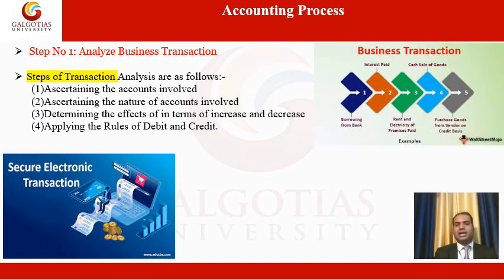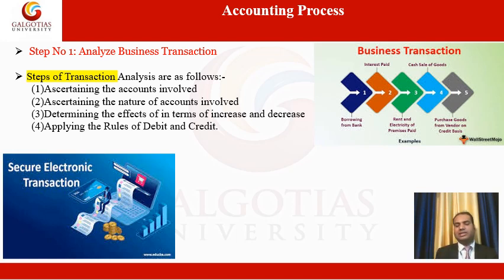Students, the first step in accounting process is to analyze the business transactions. The steps of transaction analysis are as follows. Ascertaining the accounts involved, ascertaining the nature of accounts involved. You have to identify whether it is a real account or nominal account or personal account, right? On the basis of that, you can apply the golden rules.